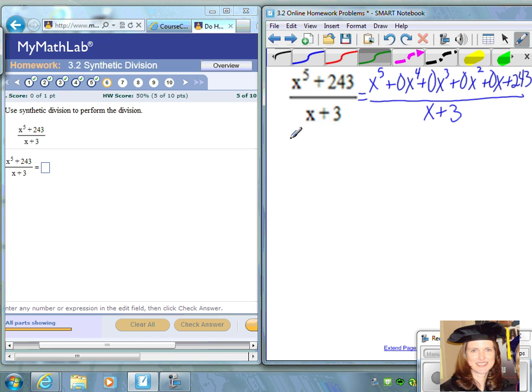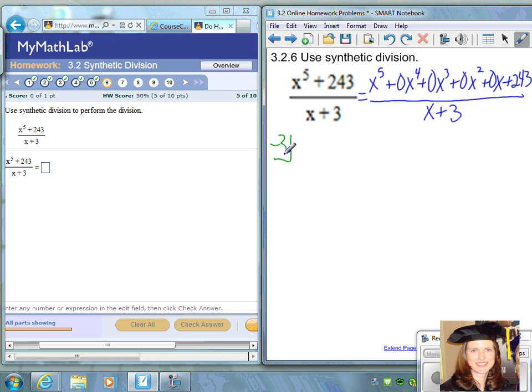So in our setup, we're going to put a negative 3 in the box. Dividing by x plus 3, you put a minus 3 in the box. Then you're going to look at the coefficients, starting off with 1, 0, 0, 0, 0, and 243. We're missing those 4 powers of x, so you want to have those 4 zeros in the setup for synthetic division. Always bring down the first term to get 1.